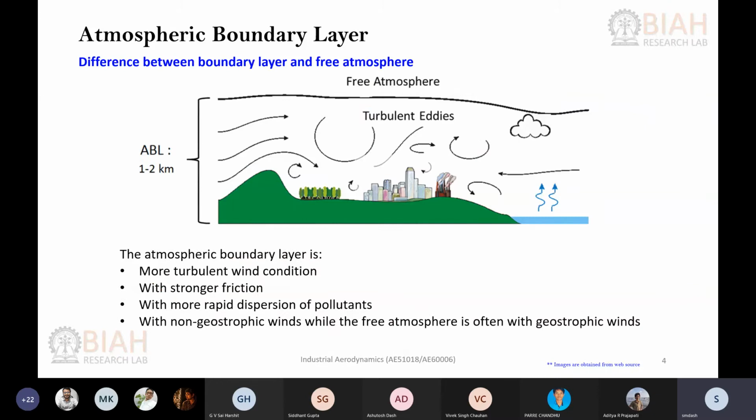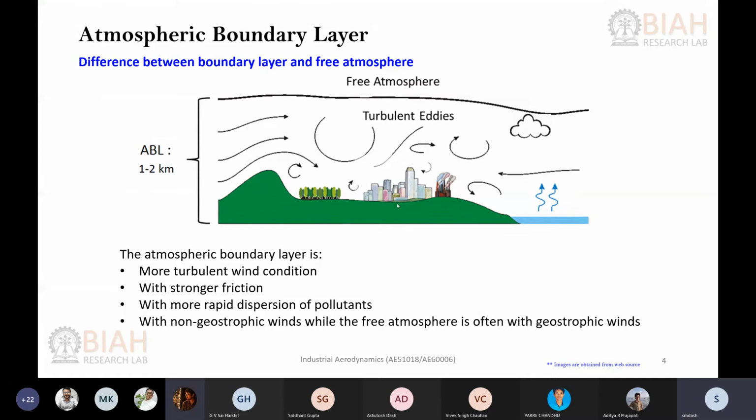Next, the difference between the atmospheric boundary layer and the free atmosphere, what are the differences? The primary difference is that in the boundary layer you have a lot of turbulent wind conditions, as expected, because you have larger roughness elements in industrial or urban settings.